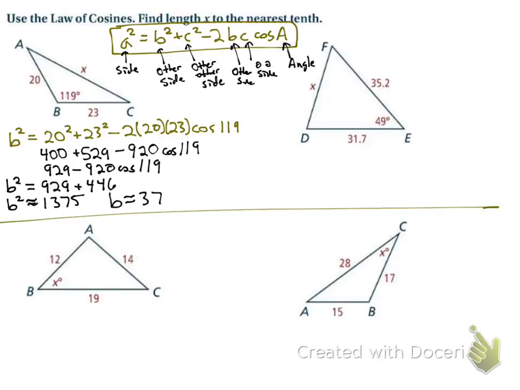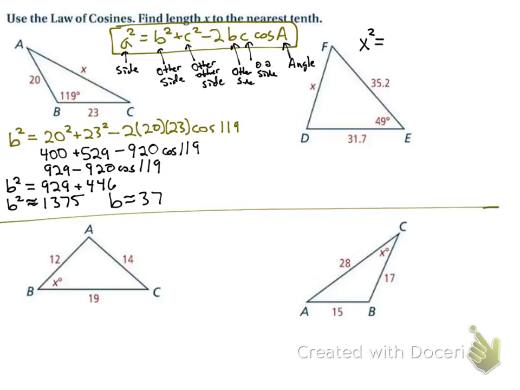It's still going to be the same idea here. It's just getting the pieces in the right place. If you recognize it's law of cosines, which they all are right now, you'll get the pieces in the right place. So here we go. We'll first write, what are we looking for? X. So that's x squared.